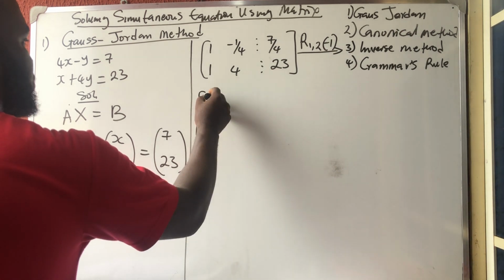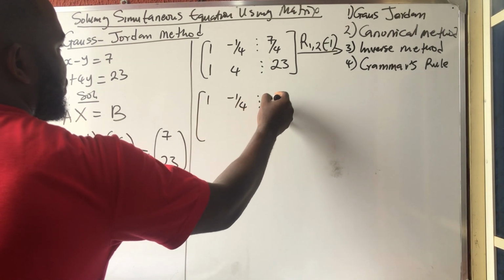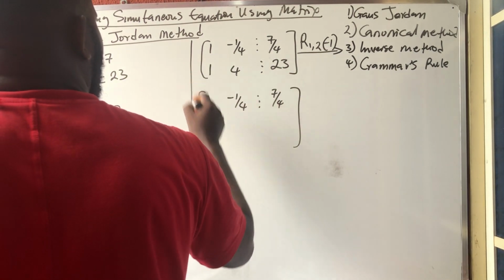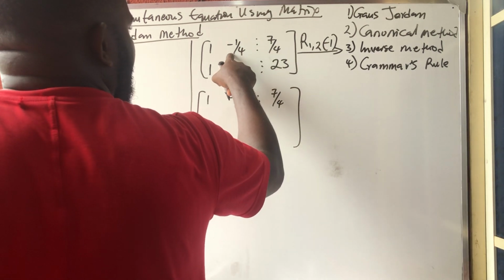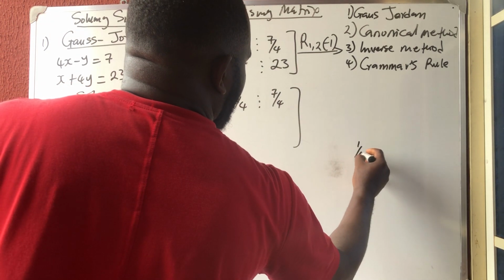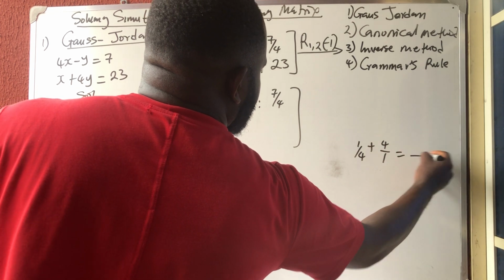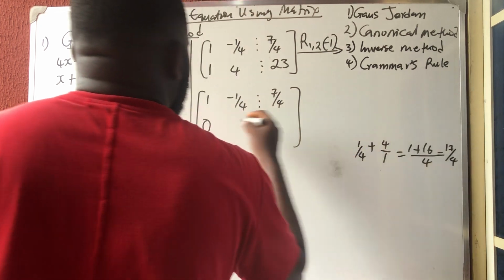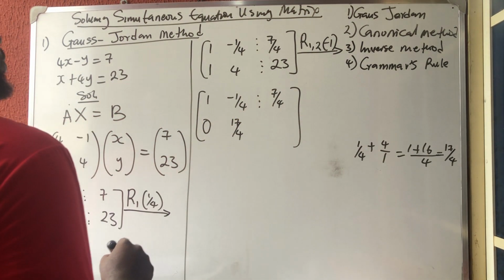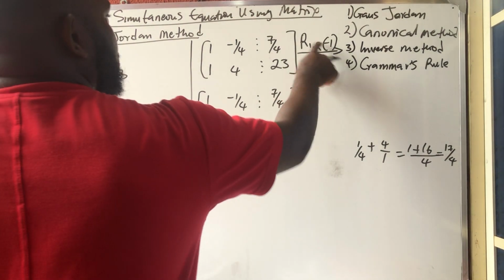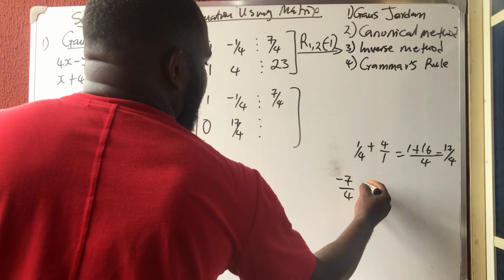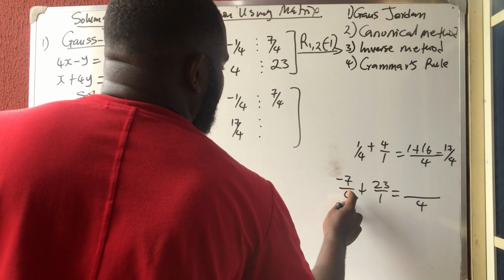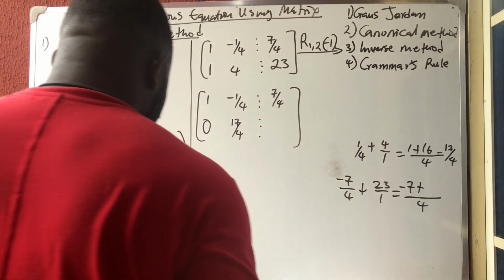Row 1 remains how it is: 1, minus 1 over 4, dot, 7 over 4. Then let us multiply: minus 1 times this, minus 1 plus this, 0. Minus 1 times this is 1 over 4, and 1 over 4 plus 4 over 1. The LCM is 4. I'm having 1 plus 16, which will give you 17 over 4. The same thing here: minus 1 times this will give you minus 7 over 4, then plus 23 over 1. The LCM is still 4. So 1 times this, minus 7 plus 23 times 4.